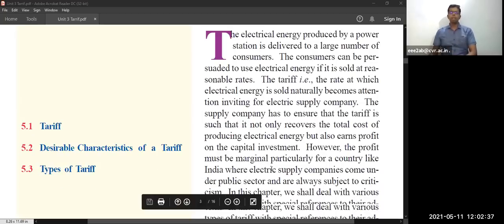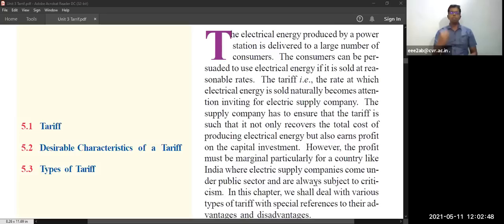However, the profit must be marginal, particularly for a developing country like India. The profit should be of a very, very small marginal amount. Most Indian people are middle class. Only 20 percent of people are richer, but 80 percent are still middle class families, who depend on daily wages or monthly wages.